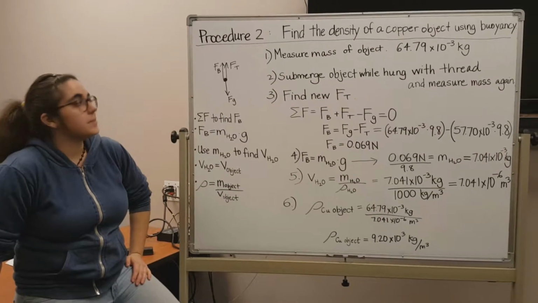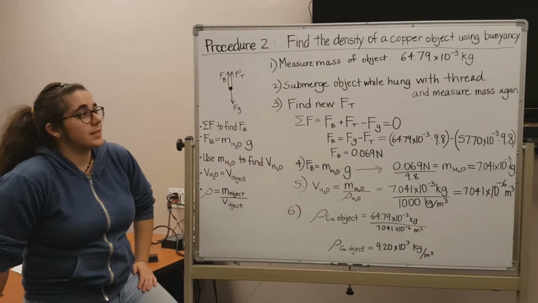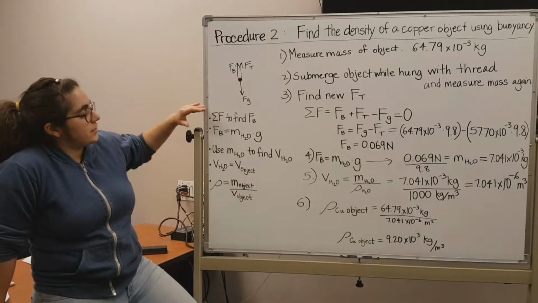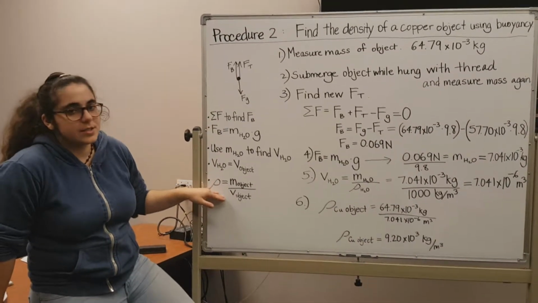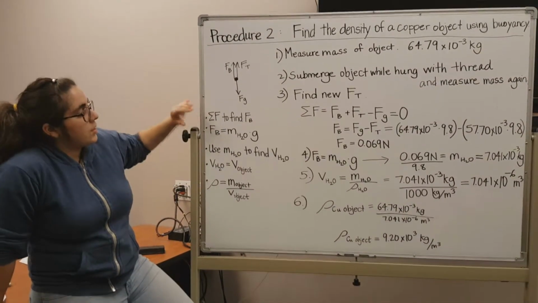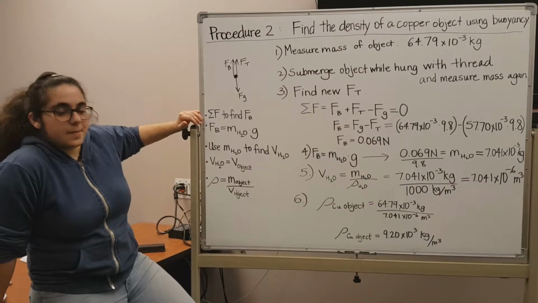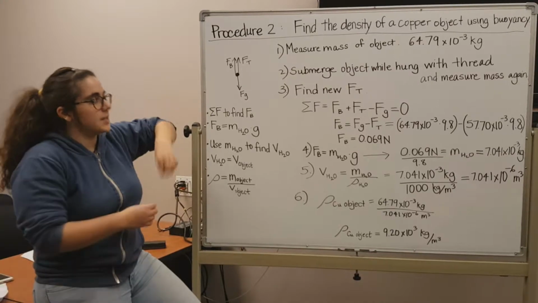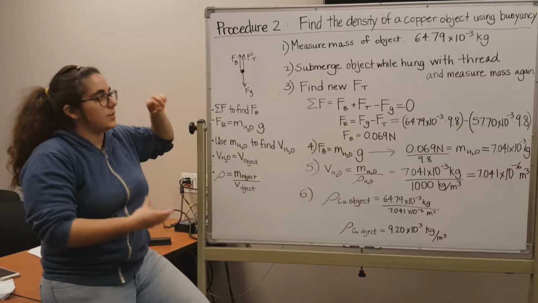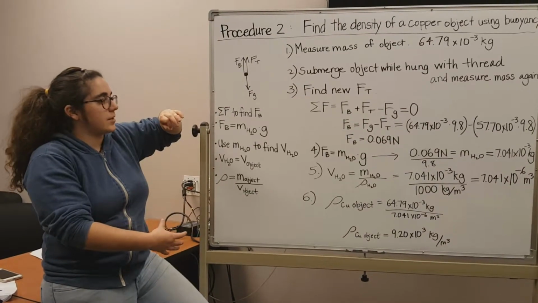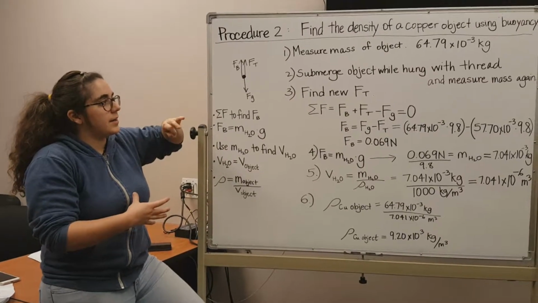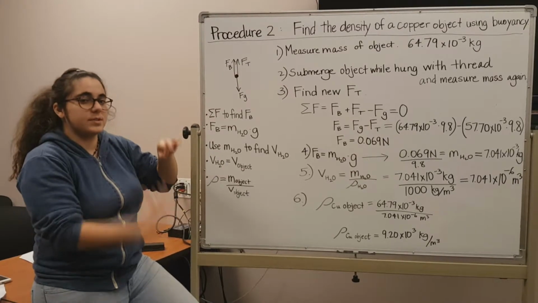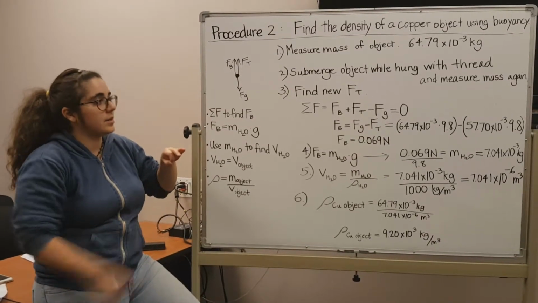So in this procedure, we're looking for the density of a copper object using buoyancy. And so we're going to be using this set of equations here. So first, we're going to use the sum of forces. We're going to have the object hung with a thread, and we're going to submerge it into water, and we'll compare its mass to the apparent mass that it will have once it's submerged in the water.